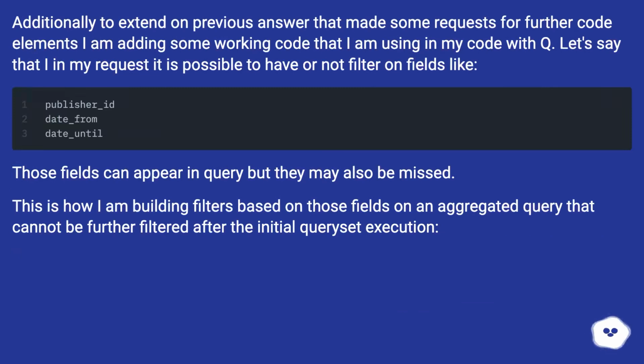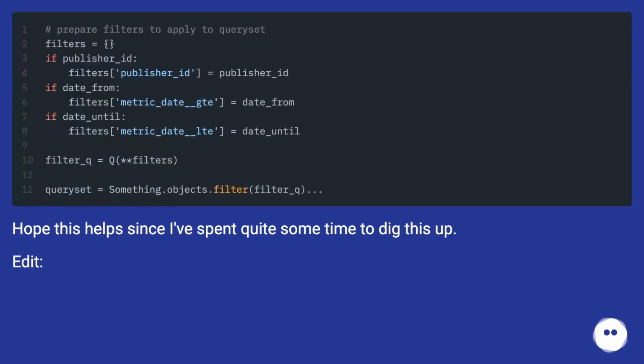Let's say that in my request it is possible to have or not filter on fields like. Those fields can appear in query, but they may also be missed. This is how I am building filters based on those fields on an aggregated query that cannot be further filtered after the initial query set execution. Hope this helps since I've spent quite some time to dig this up.